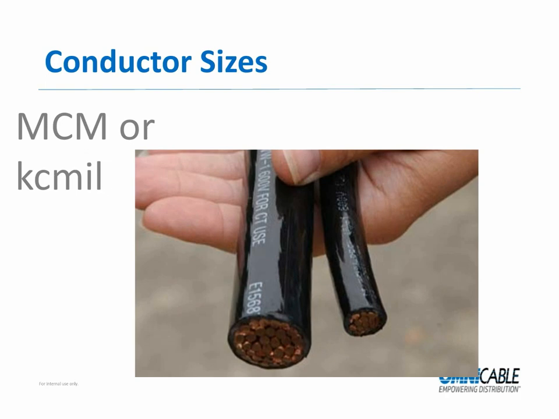Shown is a comparison picture of 500 MCM versus 2/0 gauge. The NEC uses circular mils for these larger sizes also, but they are expressed in thousands of mils using the MCM or KC mil abbreviation. For example, 500,000 circular mils equals 500 MCM. As the MCM increases, the size of the conductor increases as well.